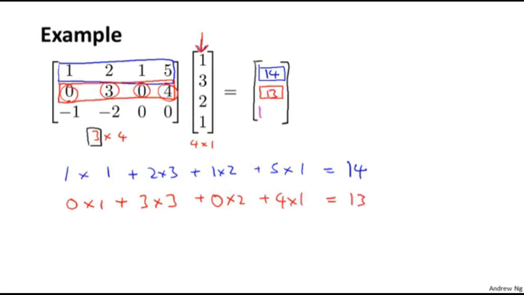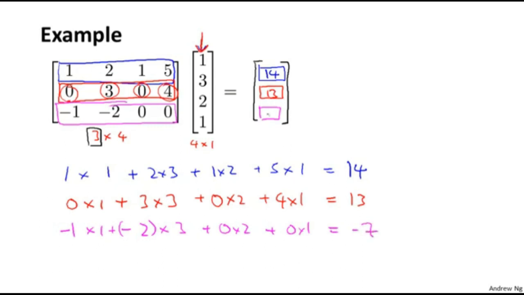And finally, for the last element, I'm going to take this last row. So I have minus 1 times 1, minus 2, or really this is plus negative 2, I guess, times 3, plus 0 times 2 plus 0 times 1. And so that's minus 1 minus 6, which is going to be negative 7. Okay, so my final answer is this vector: 14, 13, negative 7.